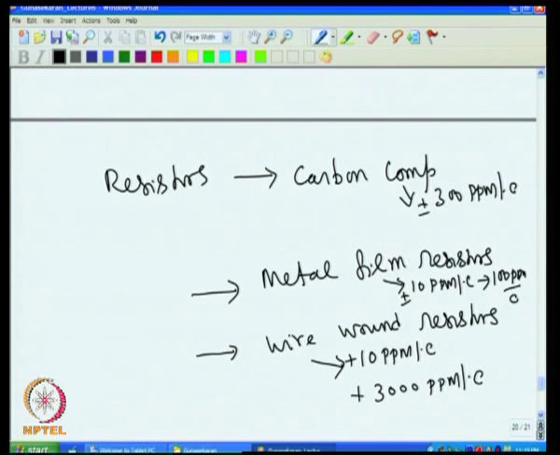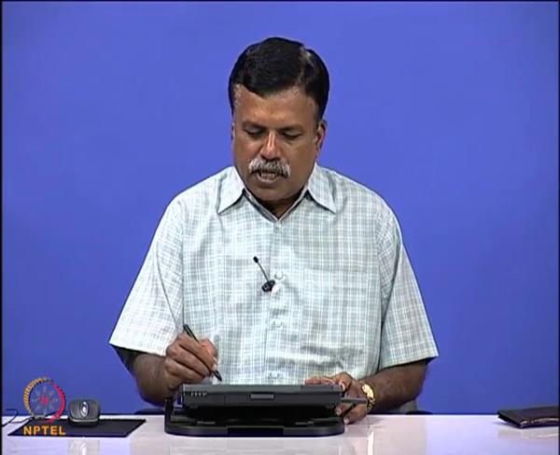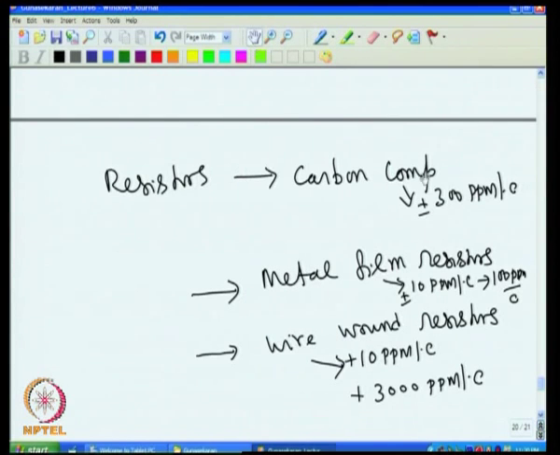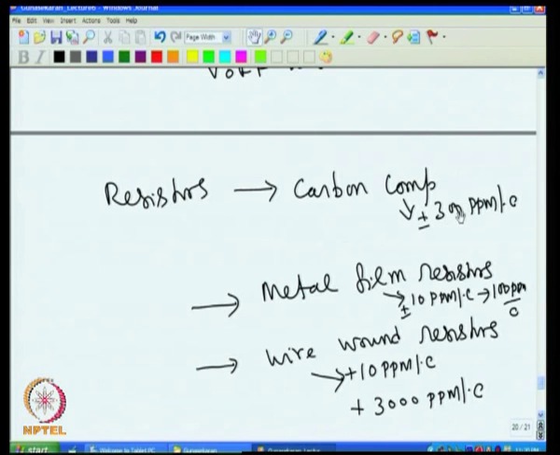Now, in addition to the drift consideration, we have to worry about one more thing with the resistor: the resistor value not only changes with temperature. Suppose I take one carbon composition resistor, which is 10K with 300 ppm. I assume it is 10K at 25 degree C. After 1 year of use, if I measure the same 10K at the same room temperature of 25 degree C, it is not going to be the same 10K.